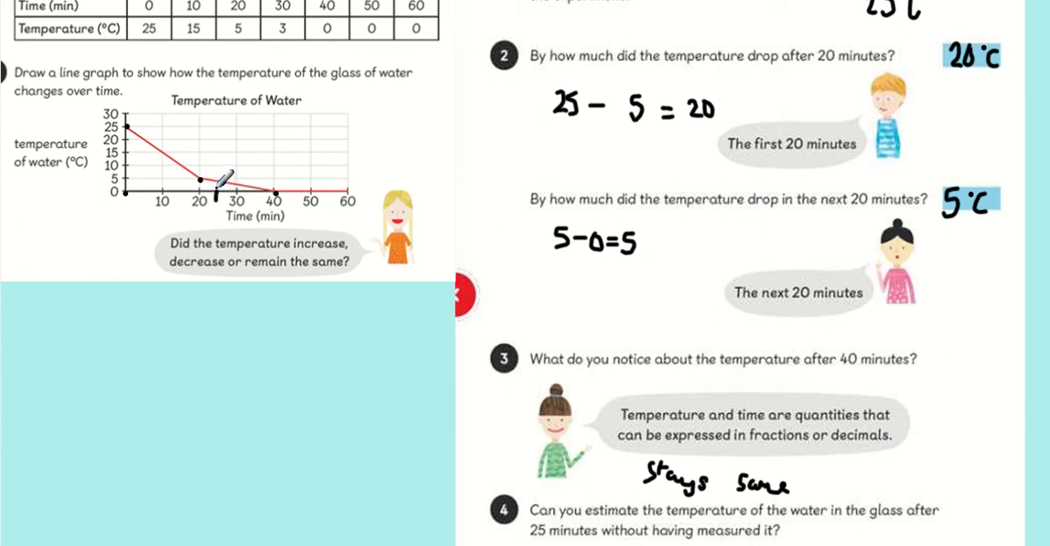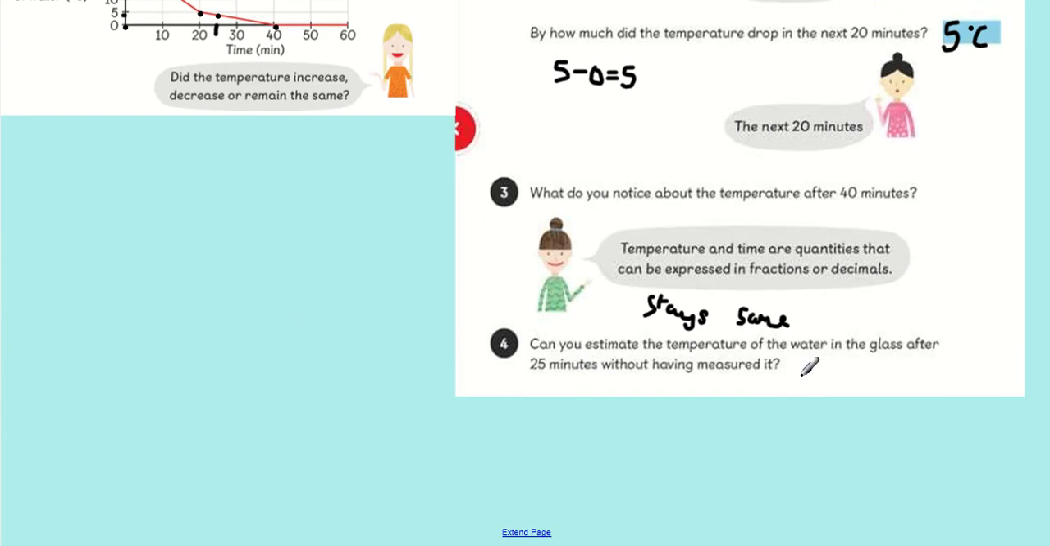So we can go up then to about here, where the line is. I think that using our graph ends up about here, which will be about 4 degrees. So we haven't measured it after 25 minutes, but we can estimate by using our graph, by using this line that has been drawn for us, that it would be about 4 degrees.